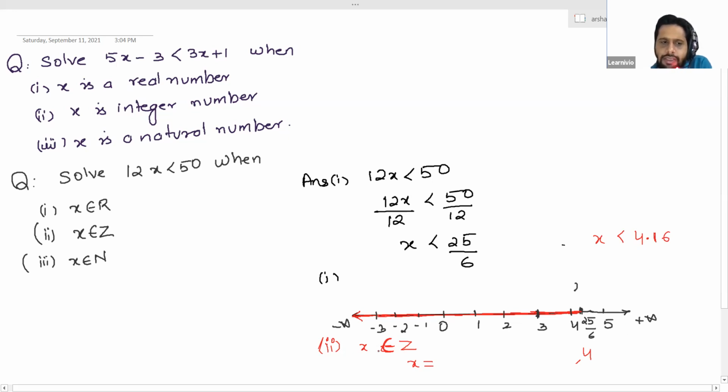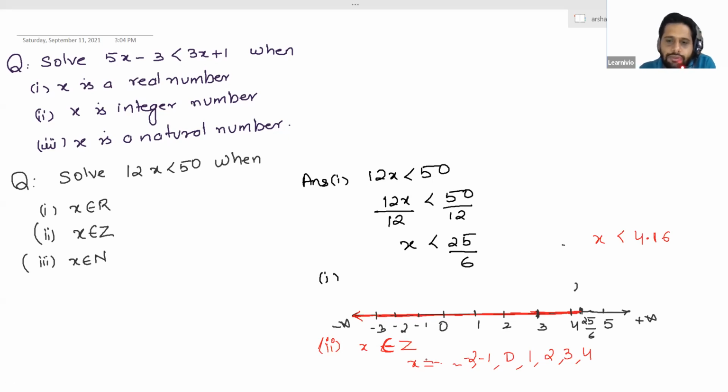Now the second is x belongs to integer. Okay, x is an integer, so less than 4.16. Can you tell me the integers? One is 4. Next is... John, less than 4.16, what are the integers we have? 4.15? No, 4.15 is not an integer. 4, 3, 2, 1, 0, -1, -2, and so on. Okay, John?